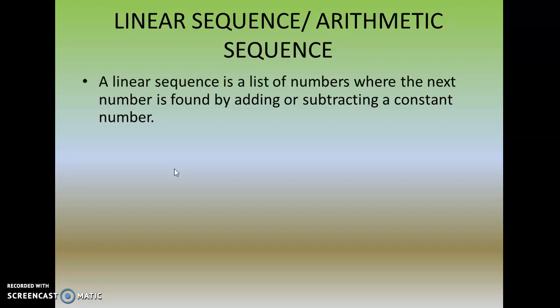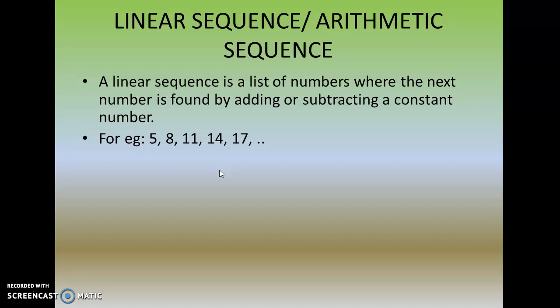Now, a linear sequence is a list of numbers where the next number is found by adding or subtracting a constant number. When we are talking about this constant number, it helps us get both the recursive formula and the deductive formula as well. So it will not be difficult for us to find the deductive formula, which is the nth term. So let's take an example here.